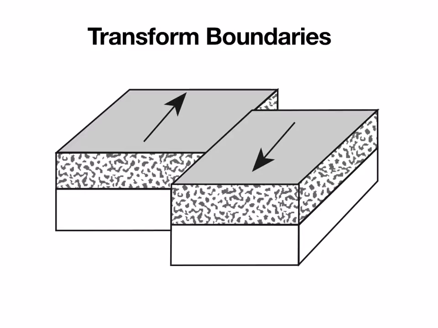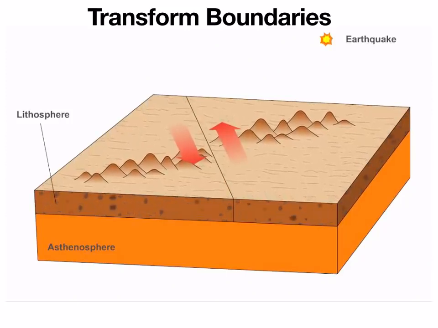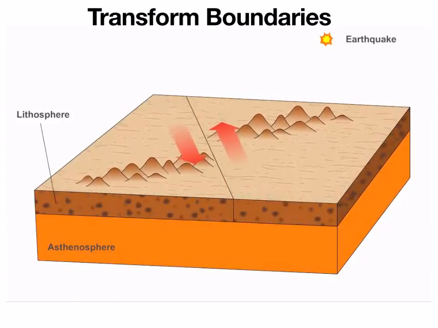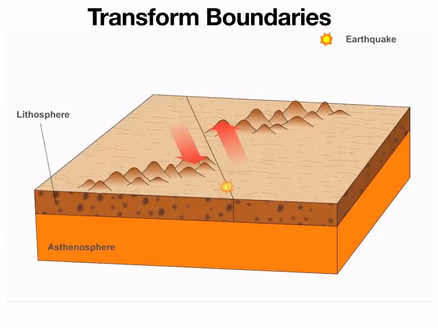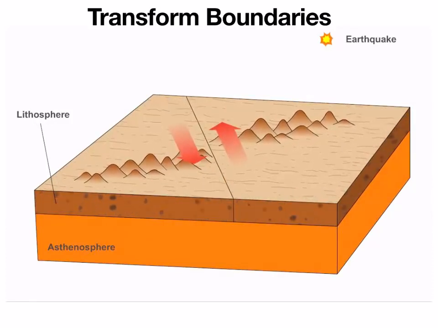Let's start with transform boundaries. These are the boundaries where plates slide past one another. If you take a look at this animation, you'll notice the lithosphere, floating on top of the asthenosphere, is being driven by convection currents, which is causing them to slide laterally past each other.